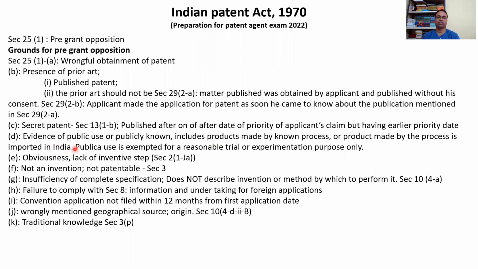Okay, but there is an exemption. Public use is exempted for reasonable trial or experimental purposes only. If that public use was for the purpose of reasonable trial or experiment, then those will not be counted for opposition. Okay. Any doubt till now?